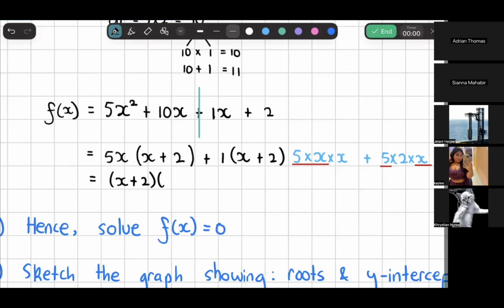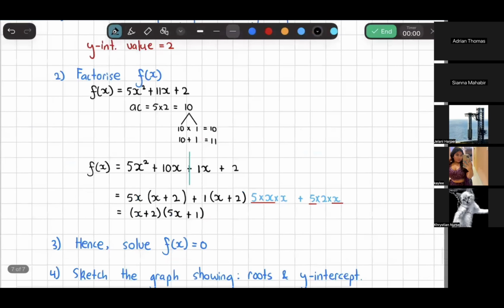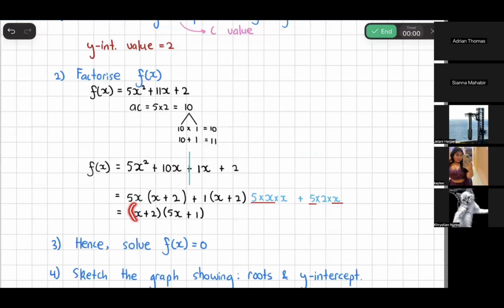And Christian, if I pull out x plus 2, what am I going to write? 5x plus 1, sir. Yep, 5x plus 1. And that's it. That is what it means to factorize. It means that you're writing your expression or your equation as a product of factors. That's what factorize means. So x plus 2 by 5x plus 1. Is everybody okay with this?